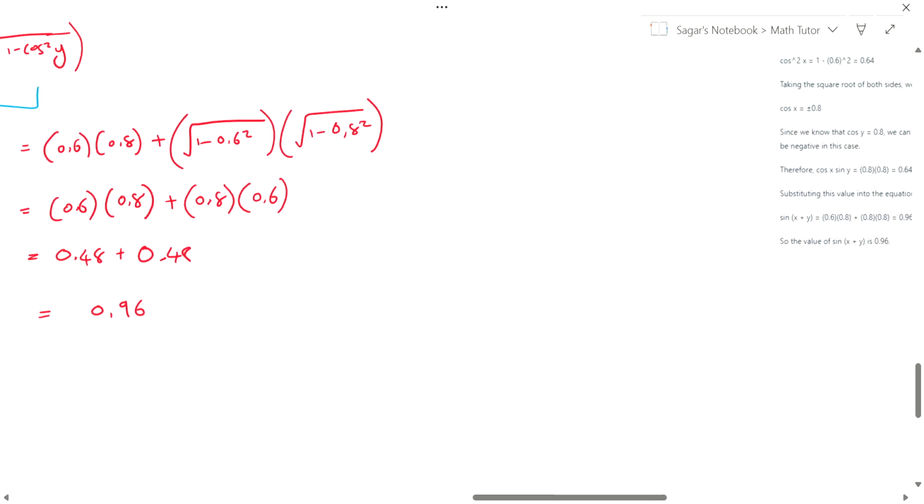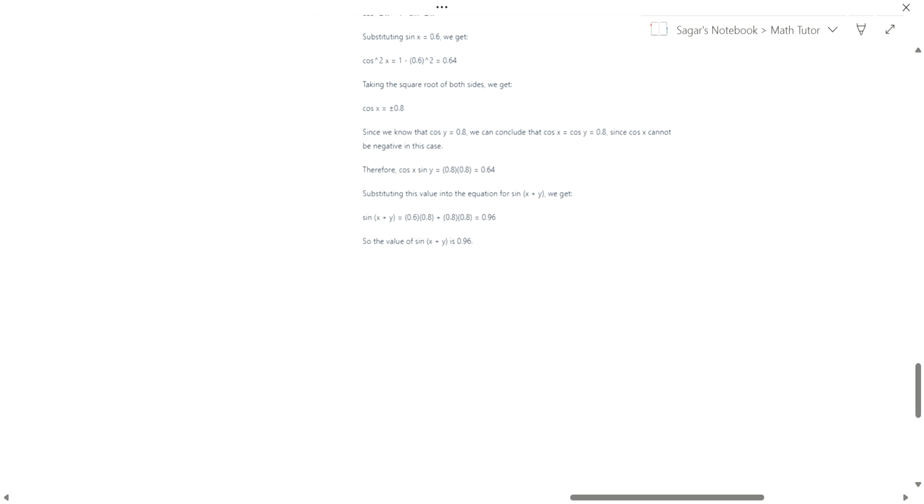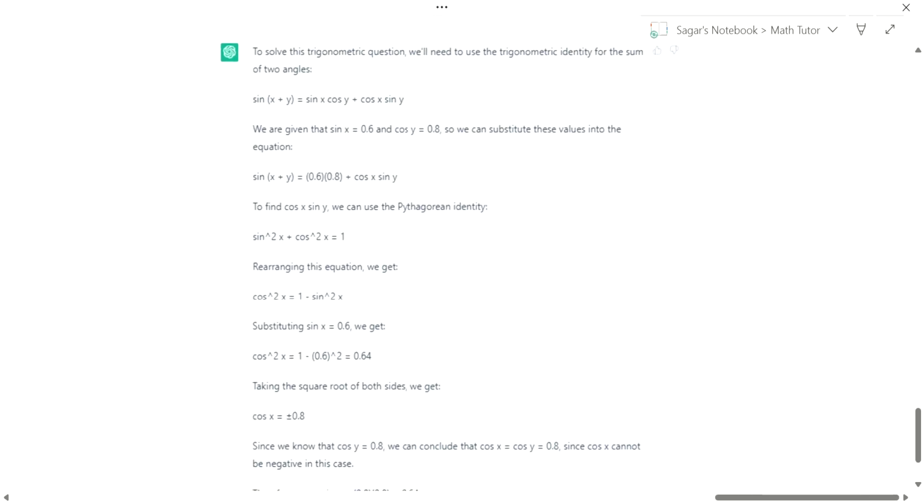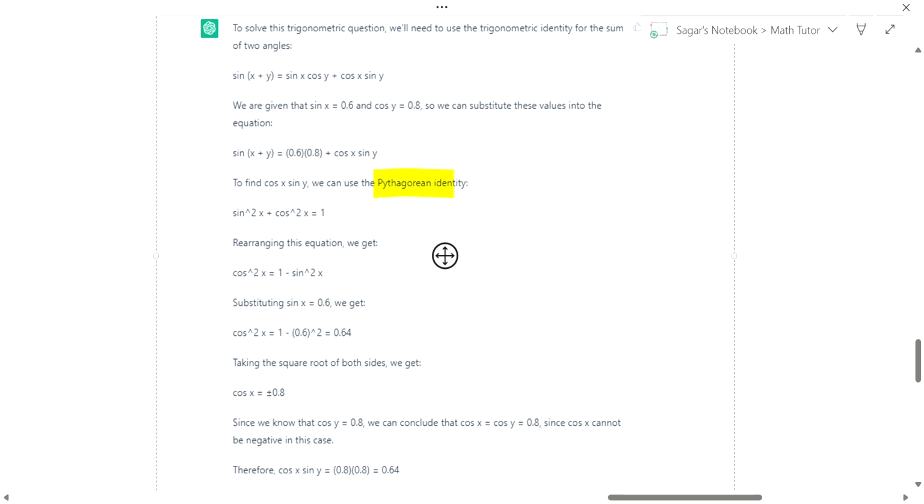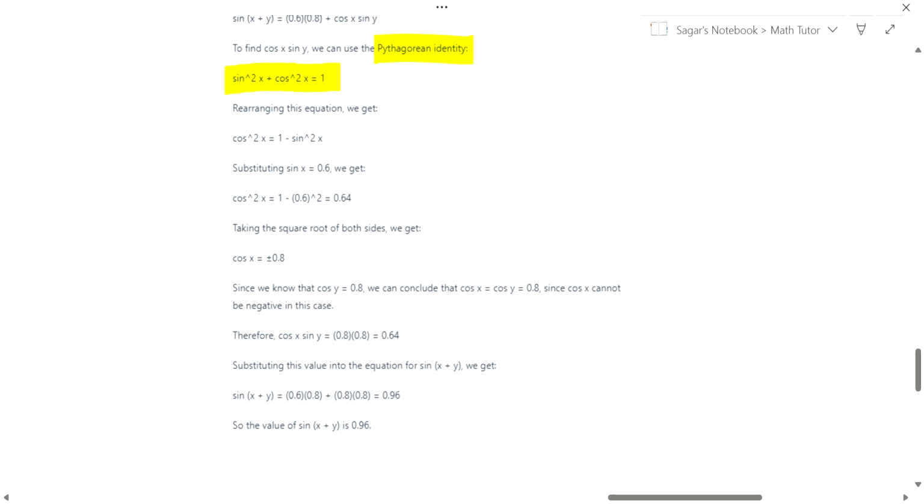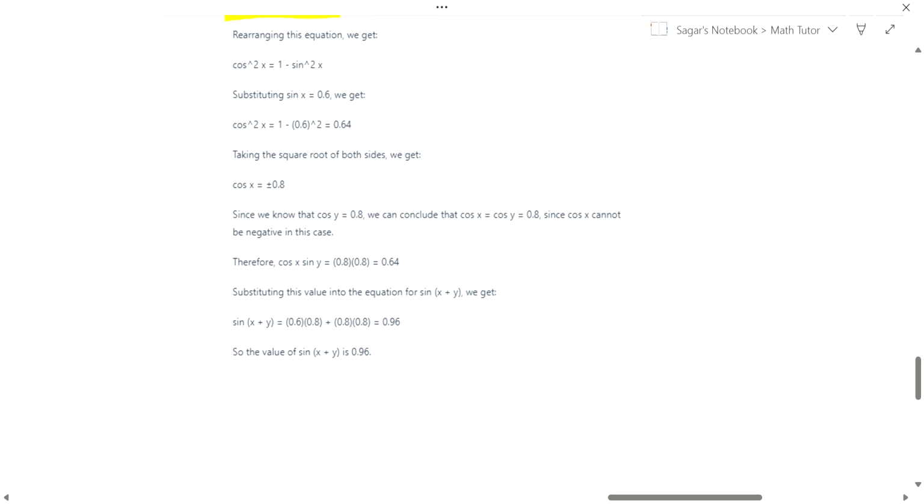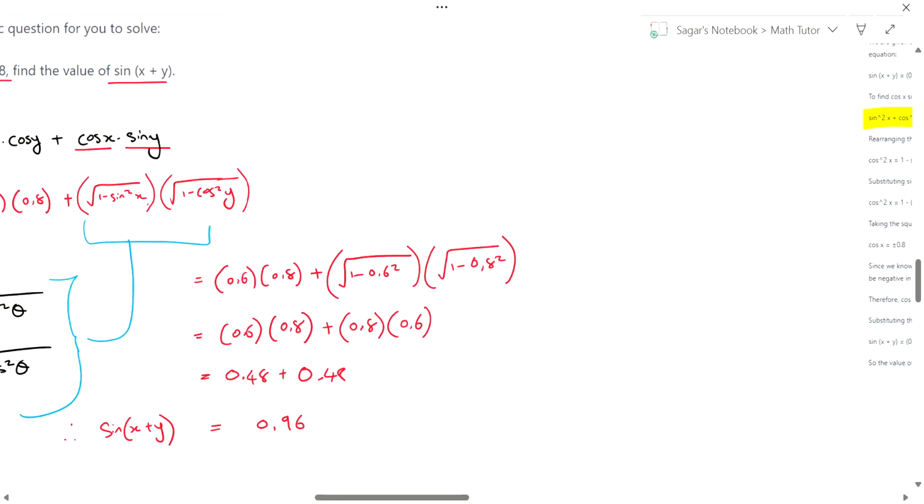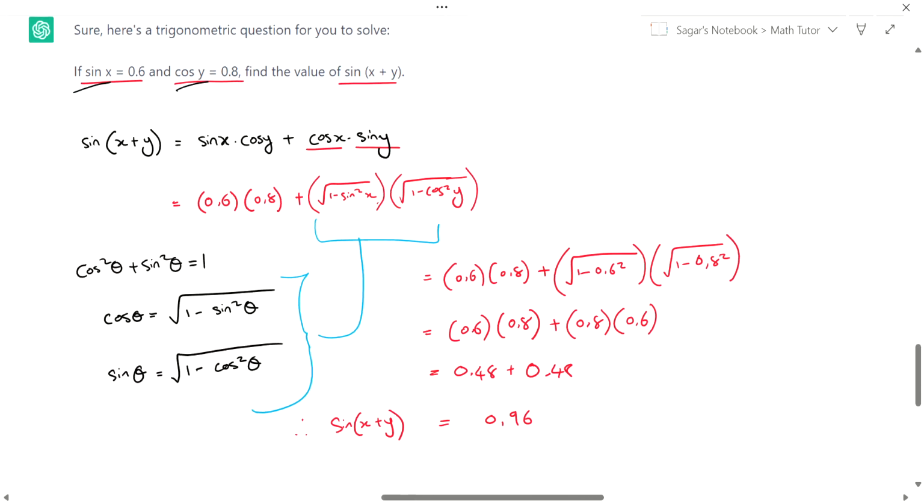Now I did type what is the solution into ChatGPT, and we see it does the same thing using the Pythagorean identity. Sin squared x plus cos squared x is 1, and they end up with sin(x + y) equal to 0.96. So we have solved the question.